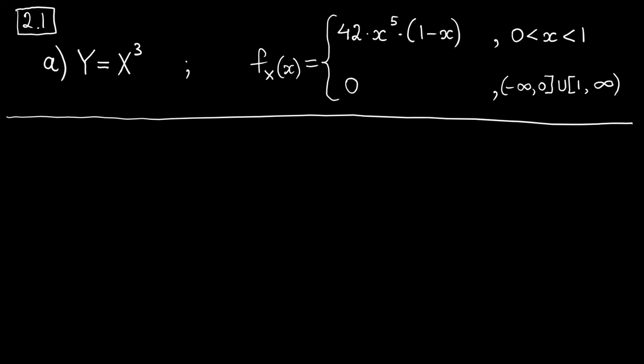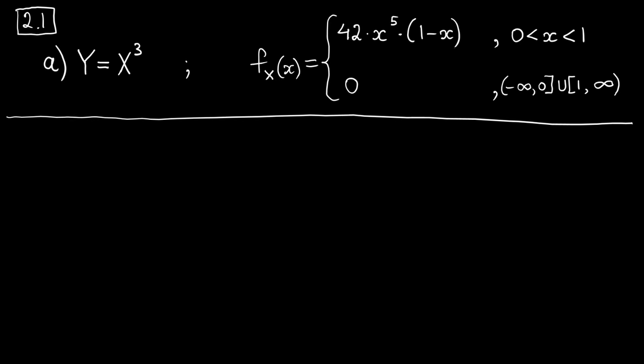Let's look at exercise 2.1, part A. Here we're given the PDF of a random variable x, and we're given a random variable y as a function of the random variable x. And we're asked to find the PDF of the random variable y. Let's do that, and let's do so by first finding the CDF of the random variable y, and then getting its PDF as the derivative of the CDF.